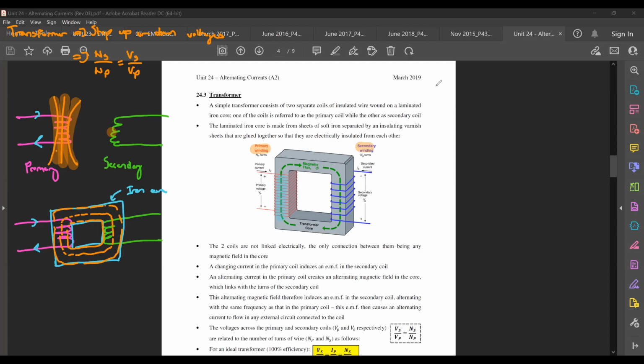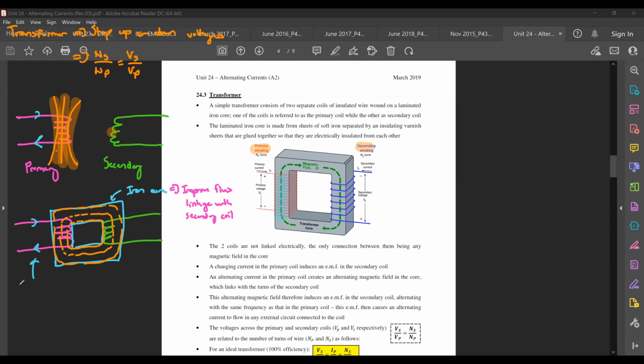So your iron core actually has a purpose. We normally say its purpose is to improve flux linkage with the secondary coil. Okay, the purpose of your iron core is to improve flux linkage with your secondary coil. So this is what's happening right now.